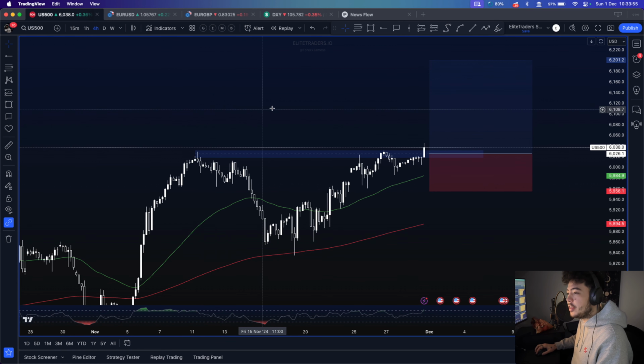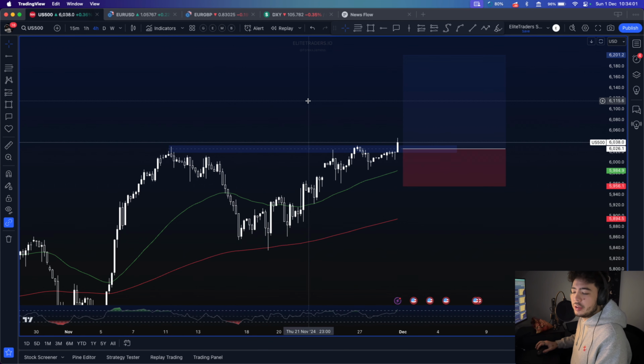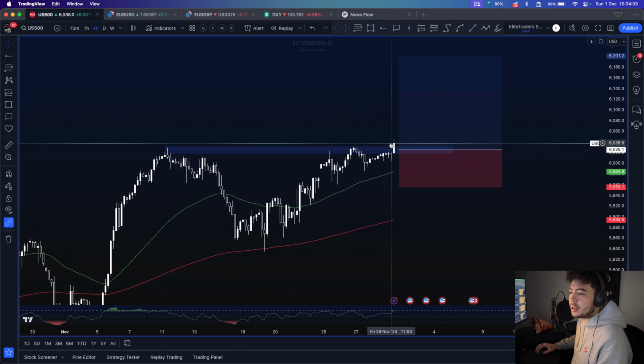Now, cuts do benefit the S&P and the indices altogether, especially the Russell. However, I don't trade the Russell. I prefer the S&P. So I'm looking for a very simple setup here.